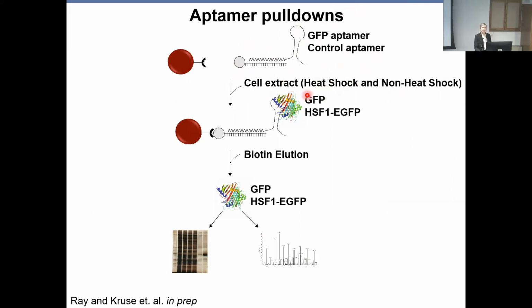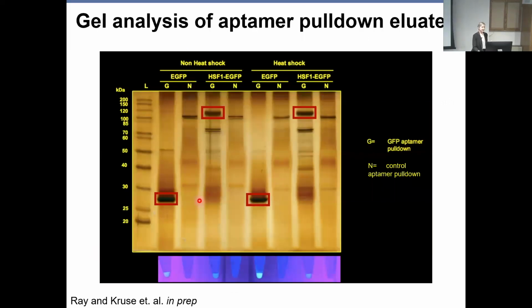So from this, we're expecting to pull down our target proteins, either GFP or the fusion, and then we can do a gentle biotin elution to pull down our eluates. And then to validate this method, we first did gel electrophoresis and silver staining. And when we did this, the gel that we have, well, I'm gonna break this down. So we take non-heat shock cells that are expressing free GFP, and when we pull them down with the GFP aptamer, we actually identify the banding size of free GFP.